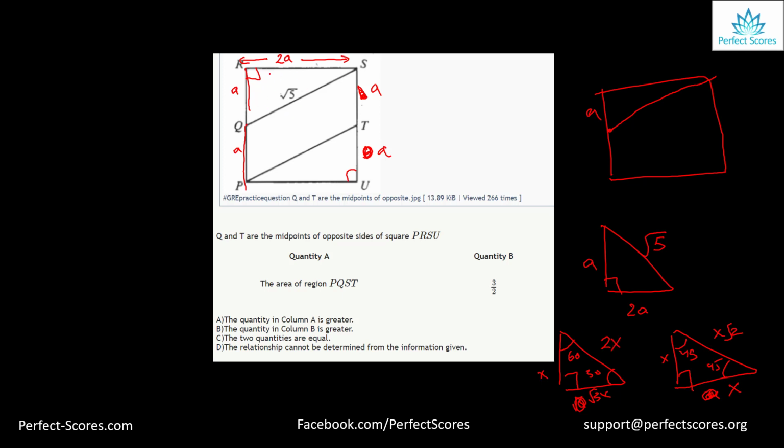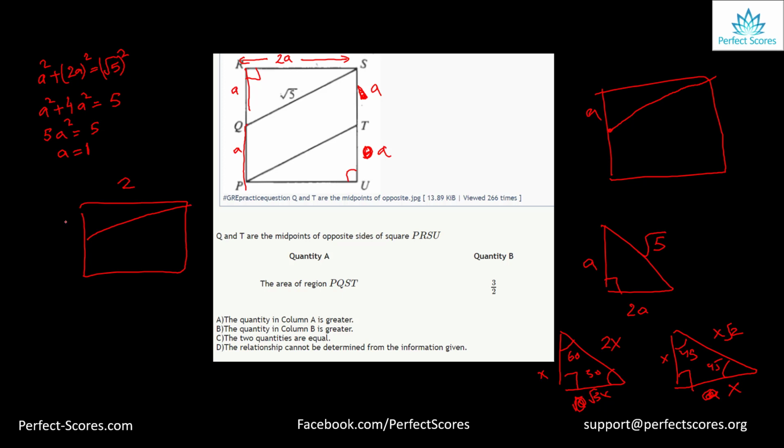But what I can do is get the value of A from here. I can use the Pythagoras theorem, which says that A square plus 2A square is equal to square root 5 square. I kind of hovered around in the logic here, but no need for that. So that becomes A square plus 4A square is equal to 5. That means 5A square is equal to 5. That means A is 1, which means my square is, this is 2, and this over here is 1, and this over here is 2, and this over here is 1.